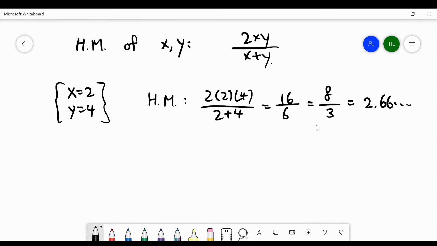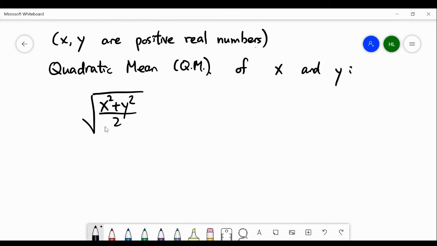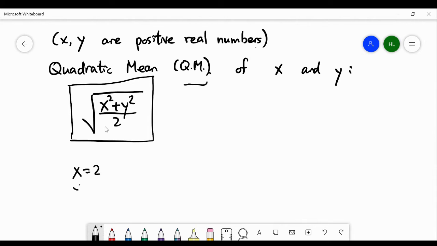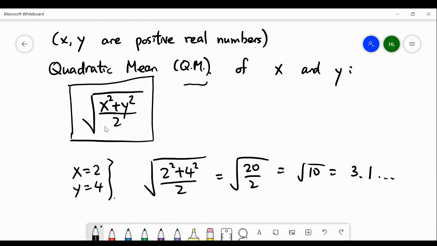So the next mean I would like to introduce is called the quadratic mean. Some people use QM as the short-term notation for the quadratic mean, and the formula I directly give you like this here. And of course, once again, we can use the same example for a numerical computation. For example, let's say x is 2 and y is 4. We can do it as follows. So the answer is going to be 3.1 something.